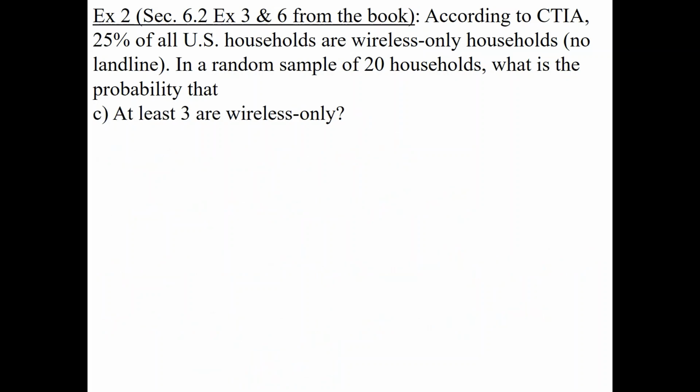So here it says, what's the probability that you select at least 3 households that are wireless only? So one more time, we're randomly sampling 20 households. What's the probability at least 3 of them are wireless only? What does at least 3 mean? So at least 3, this means 3 or 4 or 5 or all the way up to 20.